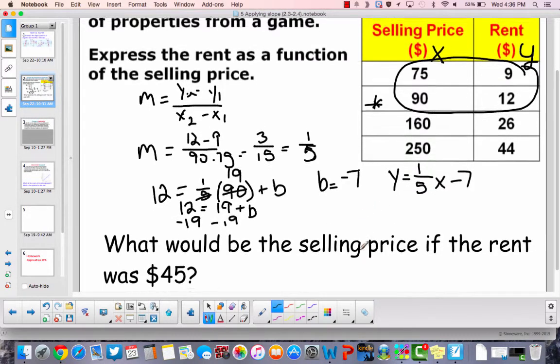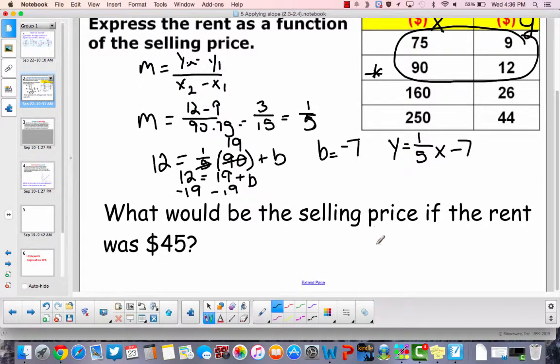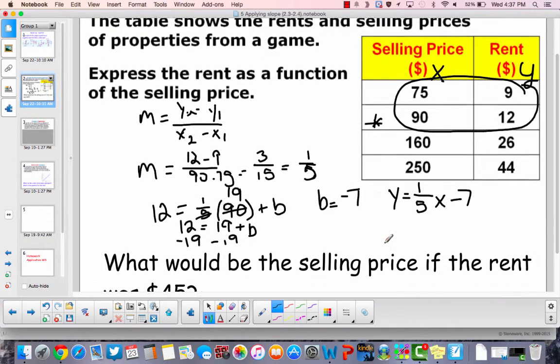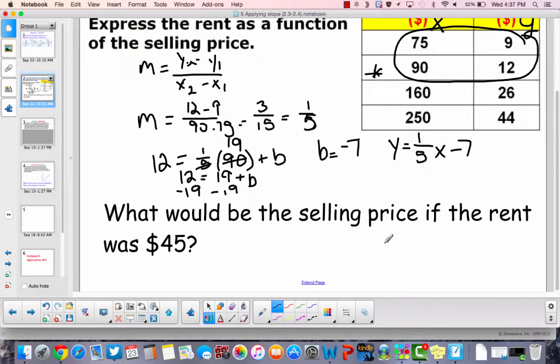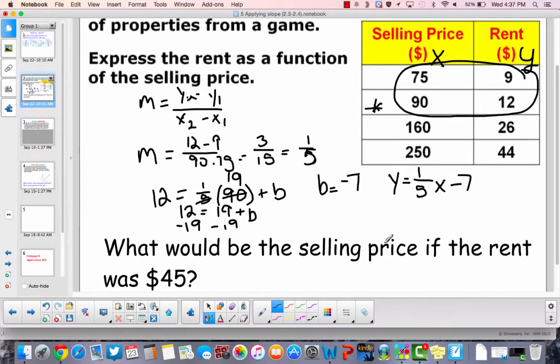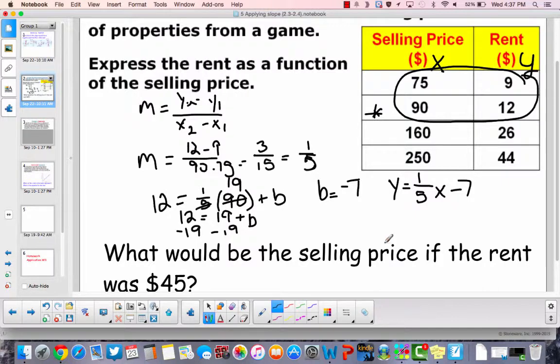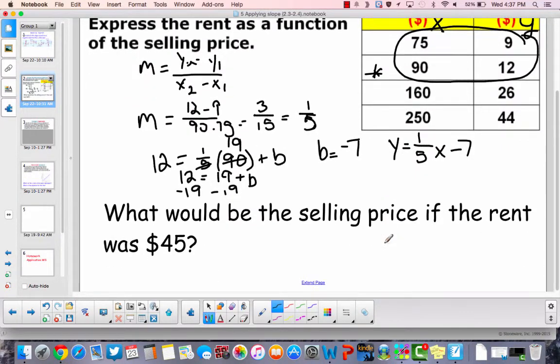Now this next question says, what would the selling price be if the rent was $45? Would you talk to your side partner about what you think you want to do here? Pause this video for just a minute and talk to your side partner. Okay, so the rent is 45. If we look up here, the rent is our y value, which means we have to plug the 45 in for y.